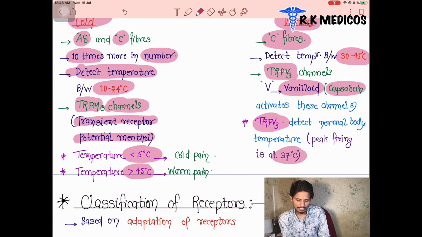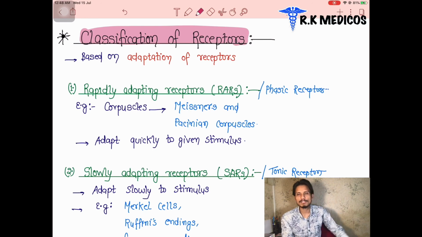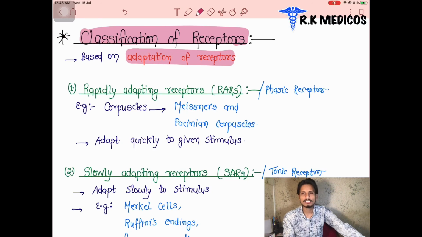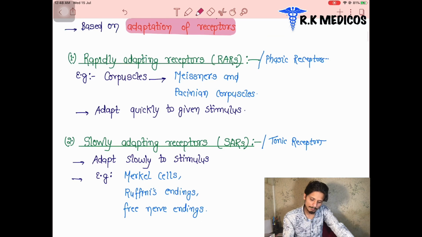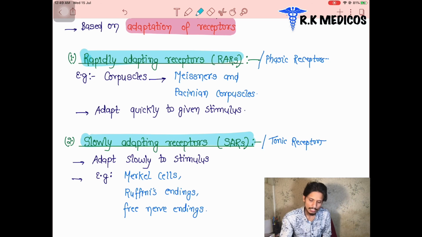Now we are going to see the classification of receptors on the basis of their adaptation, that is, how these receptors adapt. There are basically two types of receptors on the basis of adaptation: rapidly adapting receptors, RAR, or slow adapting receptors, SAR. The rapidly adapting receptors act very fast and are called phasic receptors, and slow adapting receptors are called tonic receptors.